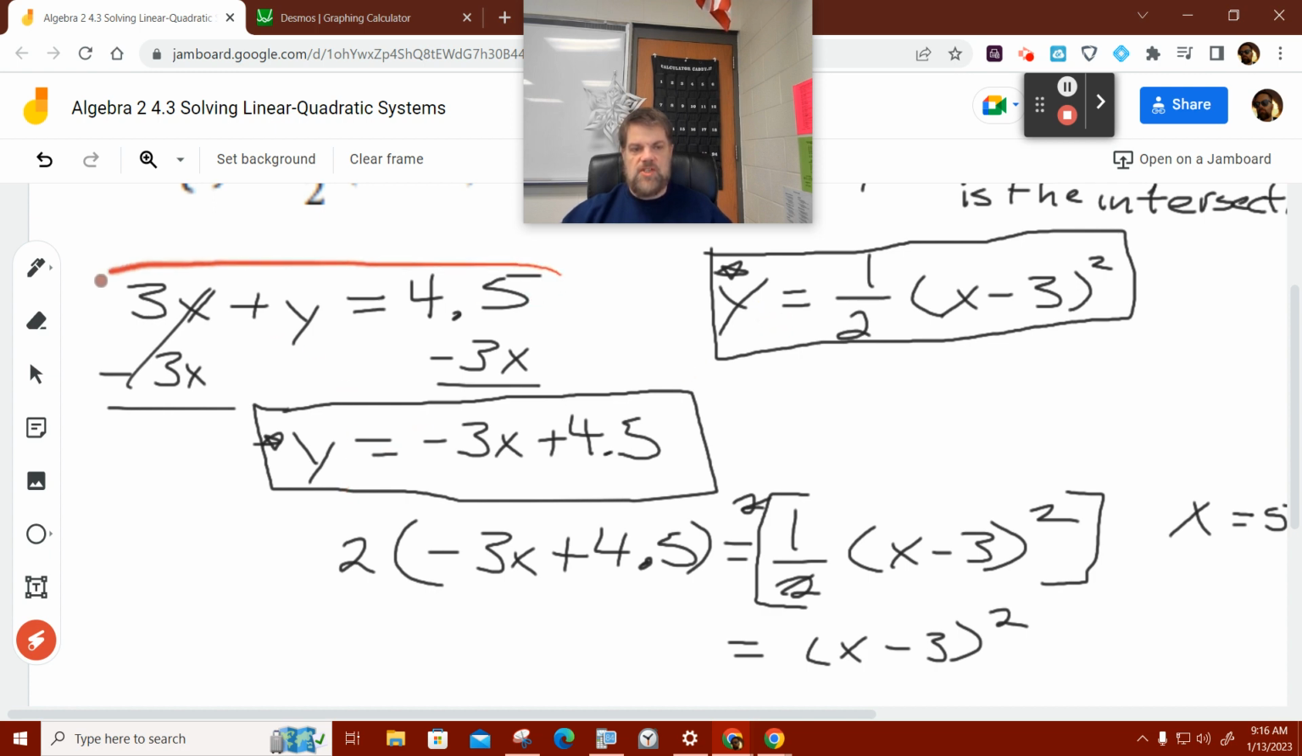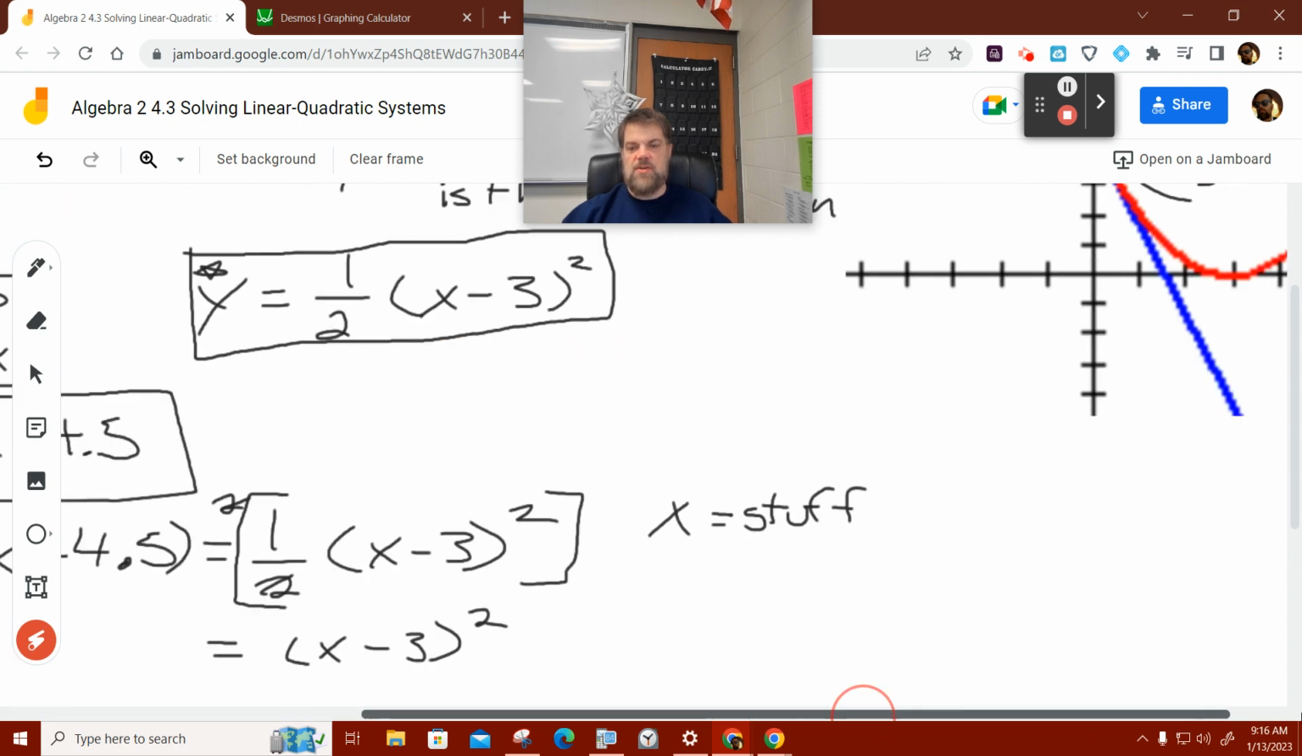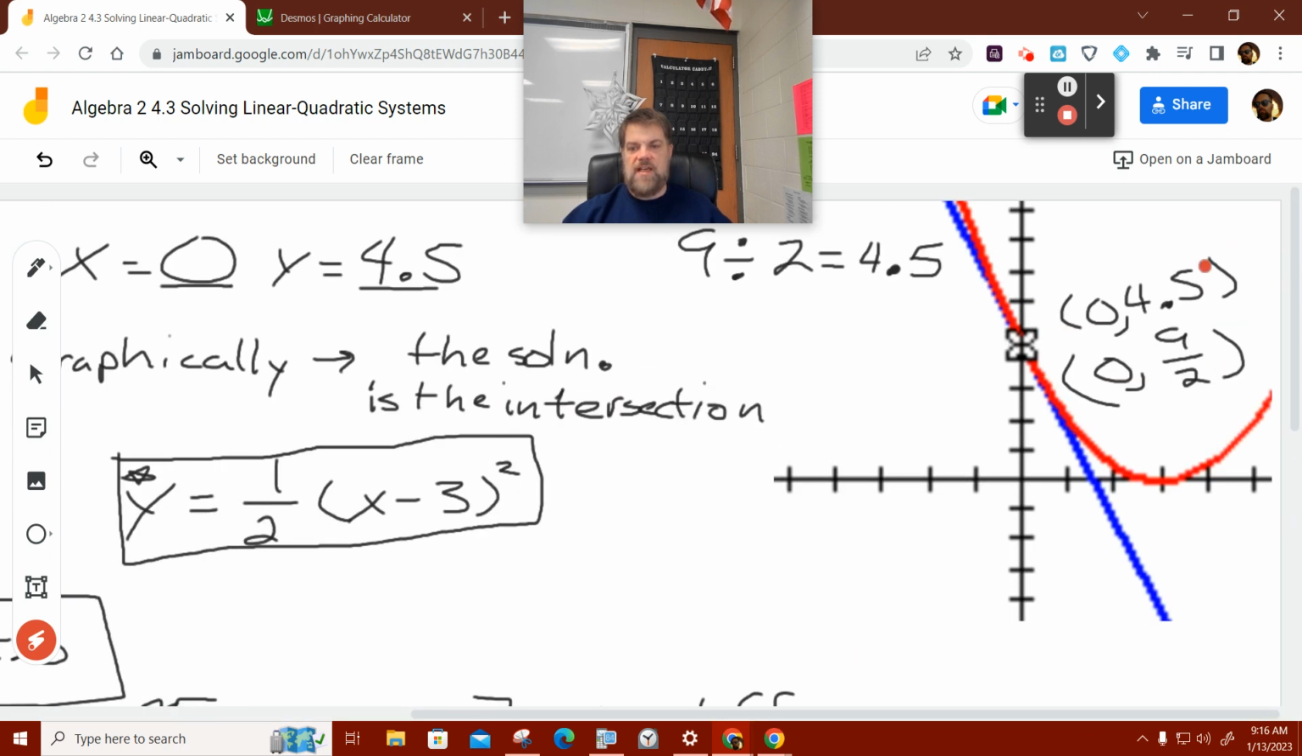So the first equation was not set equal to y. That's easy enough to fix. I just subtract 3x from both sides, and I get y equals negative 3x plus 4.5. I graph that. That's a linear equation. And the other one was already set equal to y. So when I plug those in the graphing calculator, I get this. Okay. So that's how I solve it graphically.